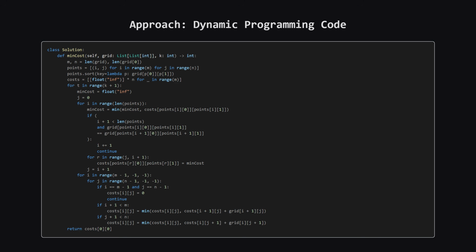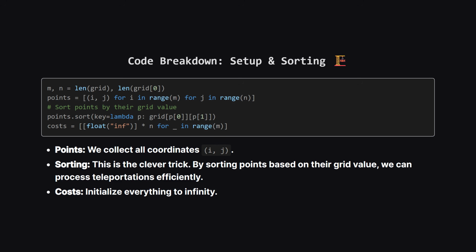We sort the points, iterate k times, and perform two main updates inside the loop, one for teleporting, and one for walking. First, we do some setup. We grab the dimensions of the grid. Then, we create a list of all coordinate pairs in the grid and call it points.